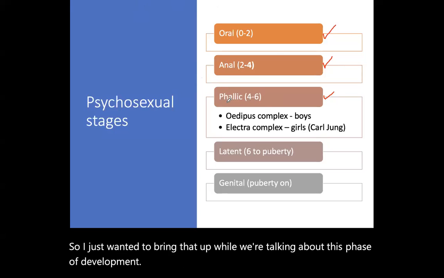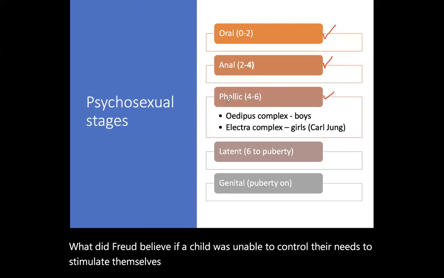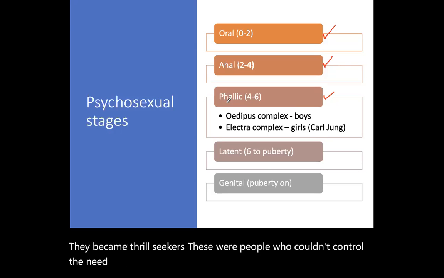Now, what did Freud believe if a child wasn't able to control their needs to stimulate themselves? He believed that they became thrill seekers. These were people who couldn't control the need for stimulation and the need for excitement. Okay, and so that's phallic fixation.